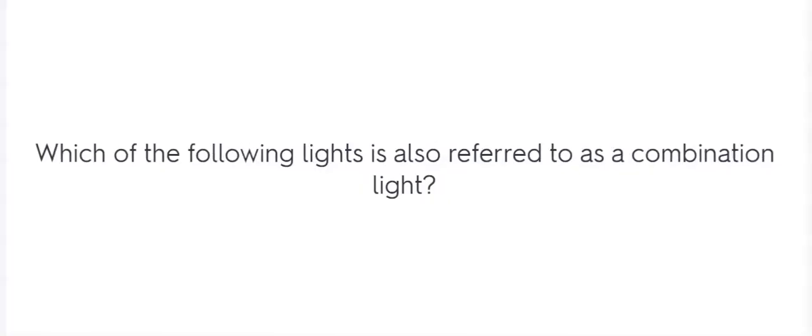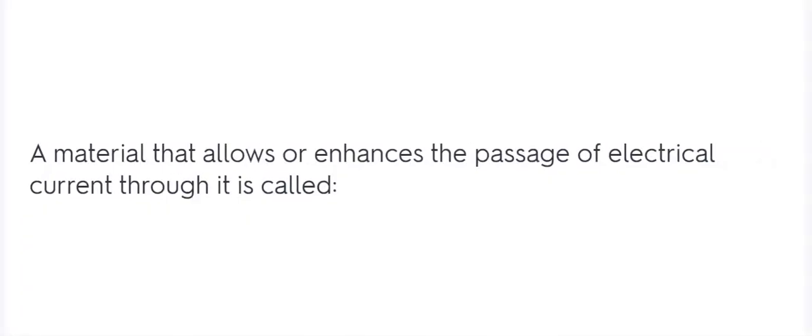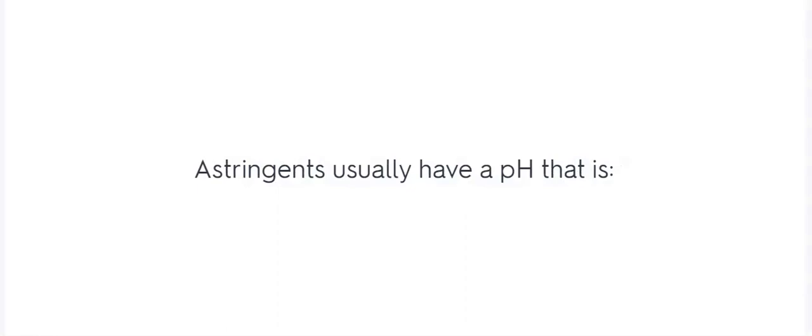The blue dermal light is used to treat oily skin. The white dermal light is used to treat normal skin. Which of the following lights is also referred to as a combination light? White light. A material that allows or enhances the passage of electrical current through it is called a conductor. Astringents usually have a pH that is acid. What may happen if an extremely hot iron is applied to white, gray, or light blonde hair?